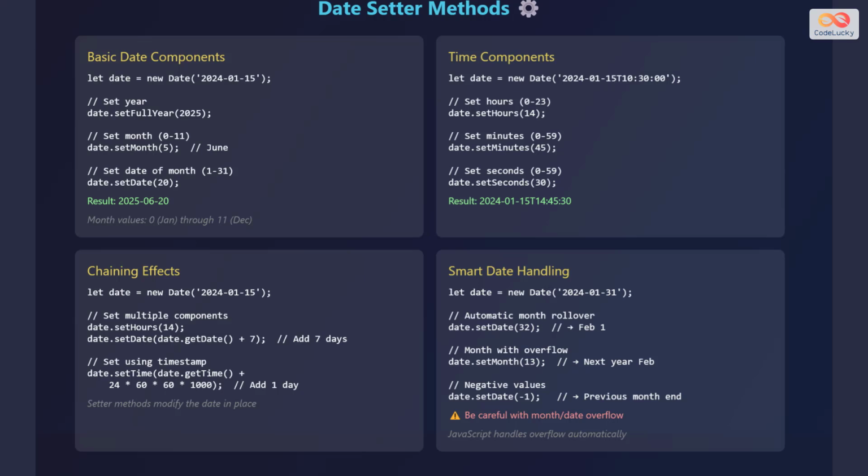Setter methods modify the existing date object, allowing you to adjust the date and time as needed.